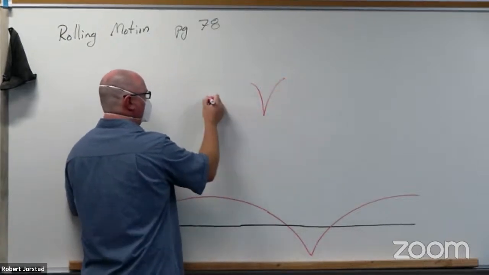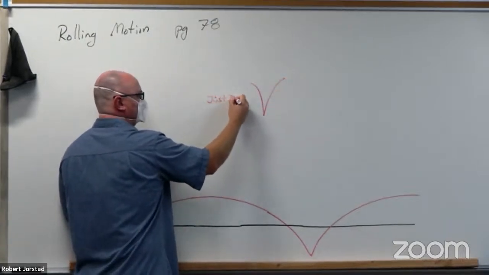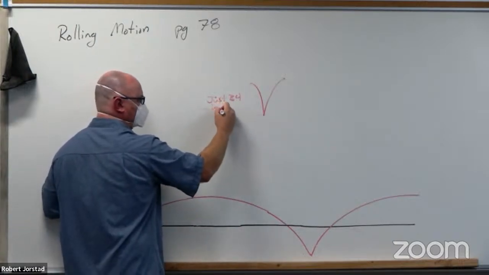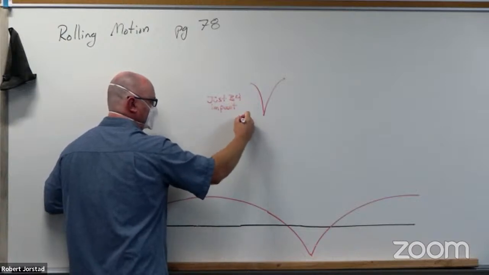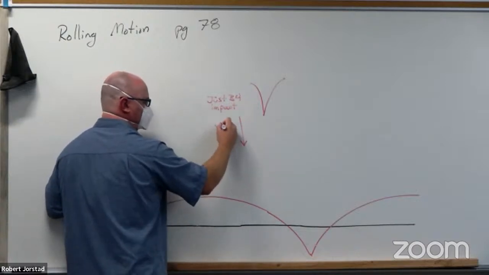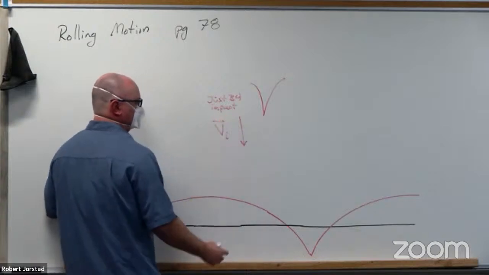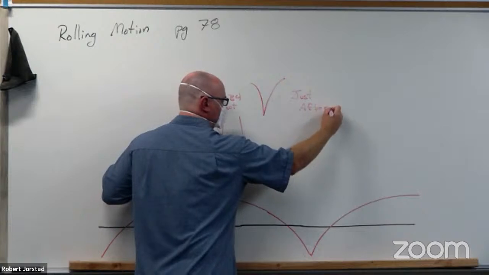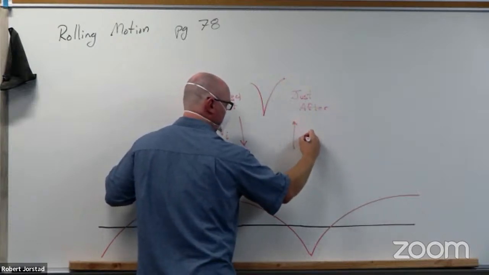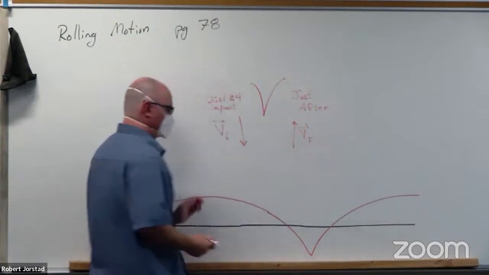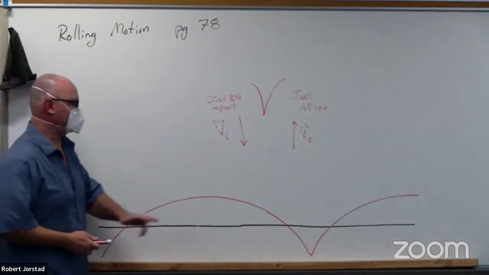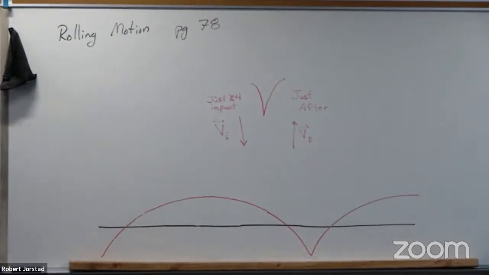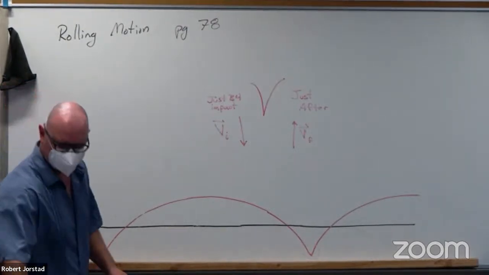So just before this point hits the ground, I'll call it just before impact, right? The velocity is basically straight down. Just after, the velocity is straight up. What does that say about the velocity at the very instant that it makes contact? 0.